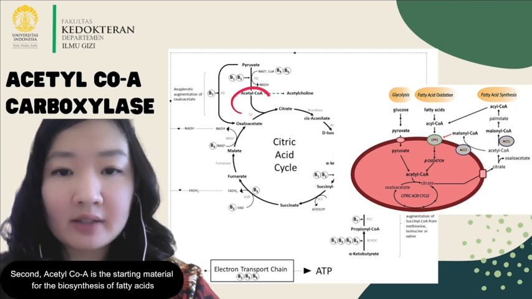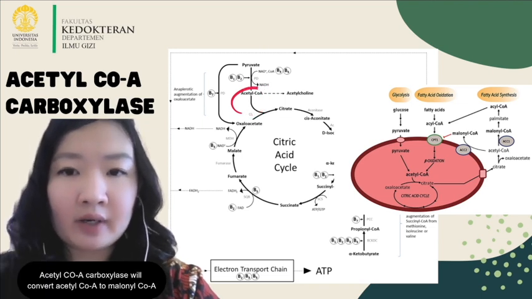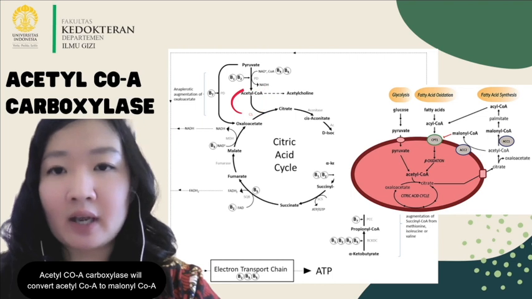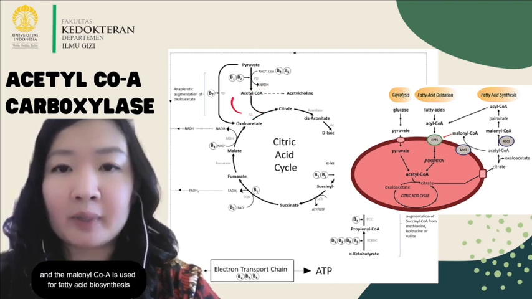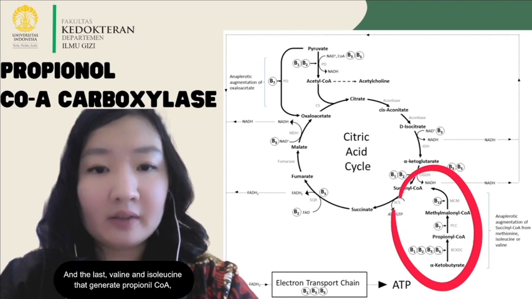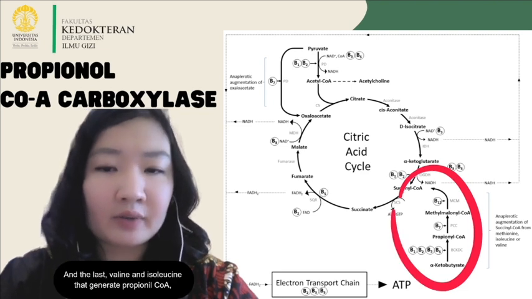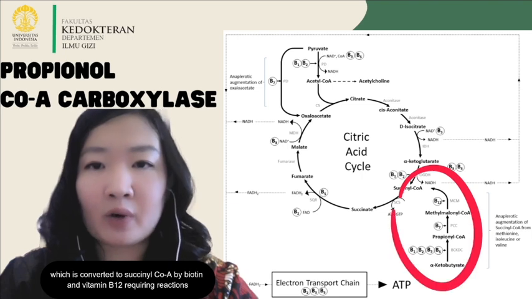Second, acetyl-CoA is the starting material for the biosynthesis of fatty acid. Acetyl-CoA carboxylase will convert acetyl-CoA to malonyl-CoA, and the malonyl-CoA is used for fatty acid biosynthesis. And the last, valine and isoleucine that generate propionyl-CoA, which is converted to succinyl-CoA by biotin and vitamin B12 requiring reaction.